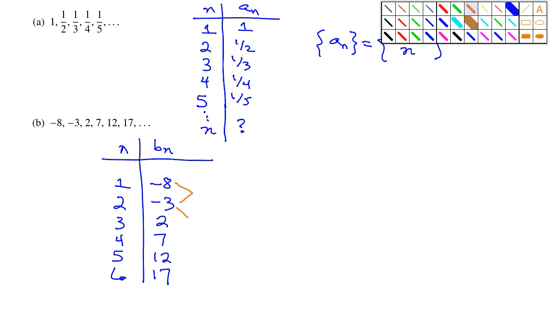So if you just take the difference for each of these and see what they are, so -3 minus -8 is +5. 2 minus -3 is +5. 7 minus 2 is 5. 12 minus 7 is 5. This is also a 5. So we have a common difference.